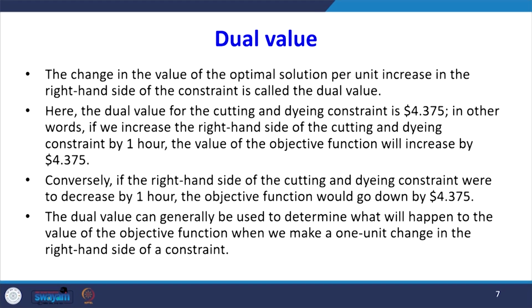Conversely, if the right hand side of the cutting and dyeing constraint were decreased by 1 hour, the objective function will go down by 4.375. So, the dual value can generally be used to determine what will happen to the value of the objective function when we make 1 unit change in the right hand side of a constraint.